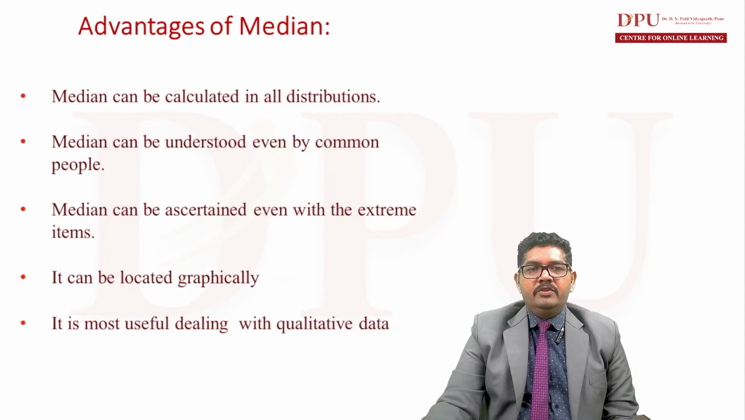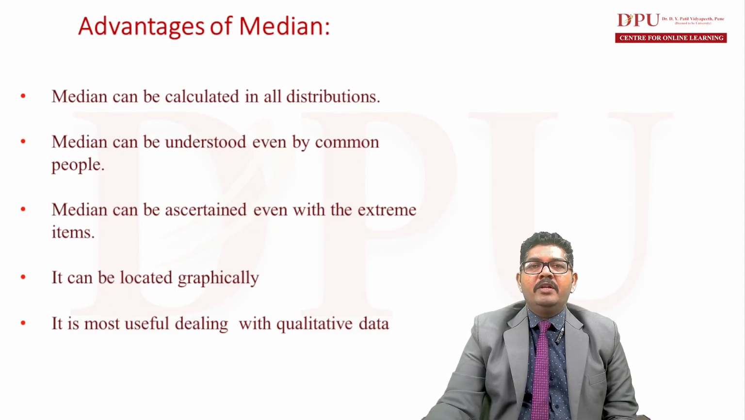Median. Advantages of median. Median can be calculated in all distributions. So this is one of the important advantages. It can be calculated for all the distributions. Median can be understood even by common people. So common people can understand median. Median is the positional average which lies at the center of all the data when the data is arranged in ascending or descending order. Median can be ascertained even with the extreme items. So even if the extreme items are there in the observation, still we can ascertain the value of the median.